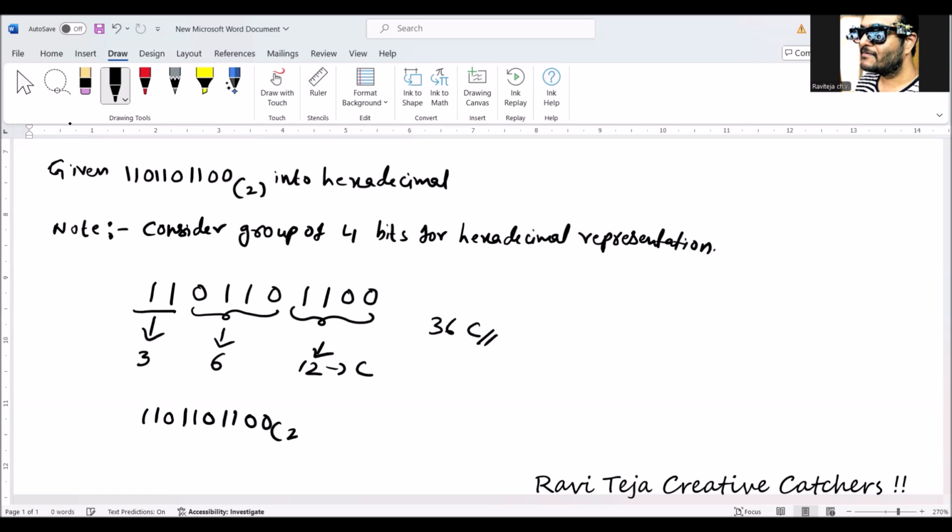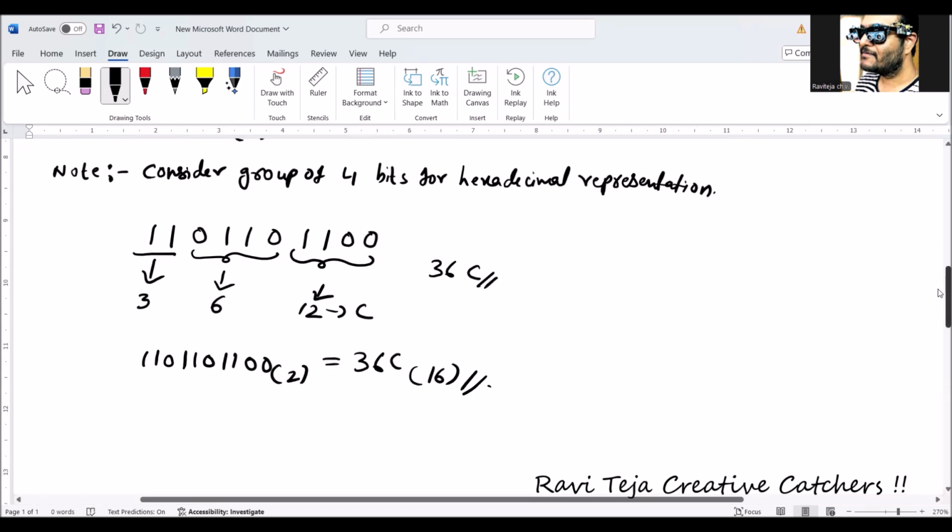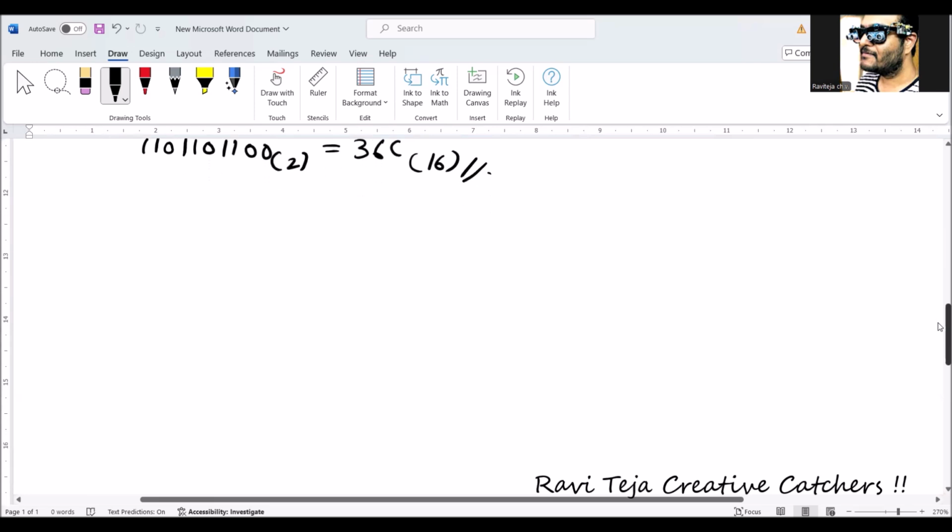1100 of binary is equal to 36C of hexadecimal. Okay. So this is how to convert the binary number into hexadecimal. Now let's take another binary number with the decimal point. Let's see how to convert that into decimal, octal, and hexadecimal.